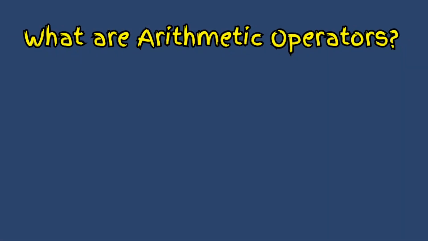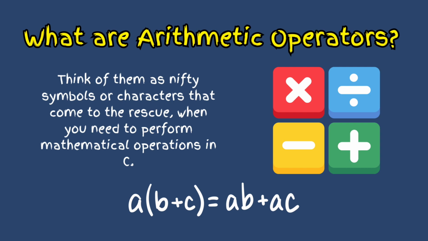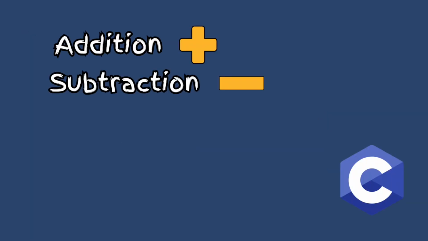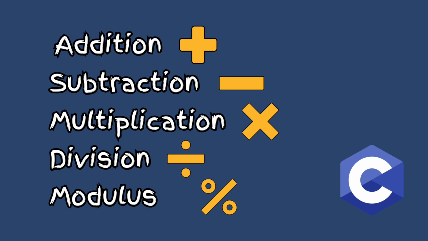So, what exactly are arithmetic operators? Well, think of them as nifty symbols or characters that come to rescue when you need to perform mathematical operations in C. Some of the most common arithmetic operators in C include addition, subtraction, multiplication, division, and modulus. Now, let's see how to write mathematical expressions and perform calculations in C. This is where the fun begins.